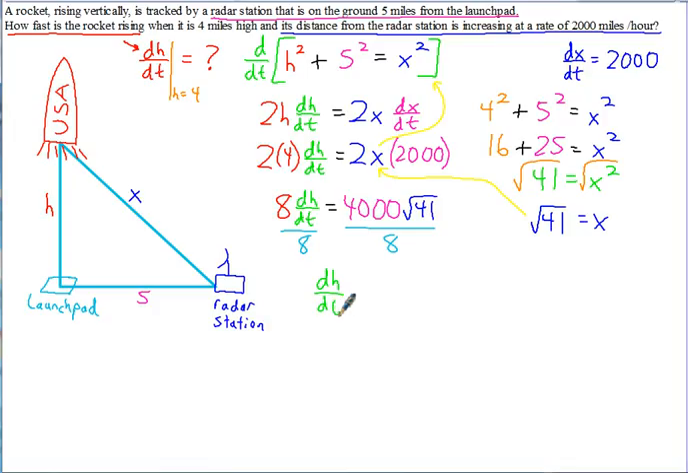So dh dt, 4,000 divided by 8, well, 40 divided by 8 is 5, just add 2 zeros there, so it'd be 500, and then times the square root of 41. And that's the exact answer. You can leave it in that form. If you want to work it out as a decimal using your calculator, you can. If you do that, make sure you're accurate to the thousandths place, to 3 decimal places. But there's no need to really do that. We can leave it like that.